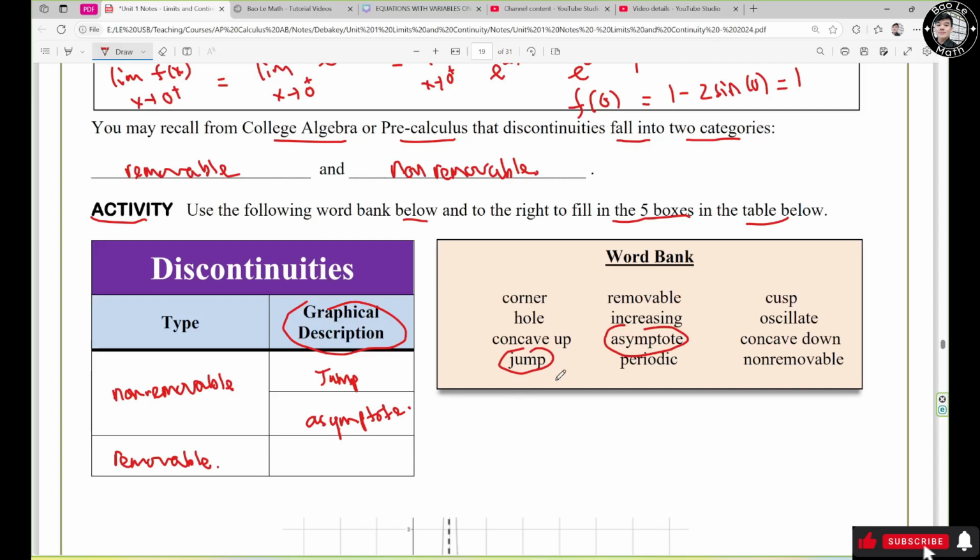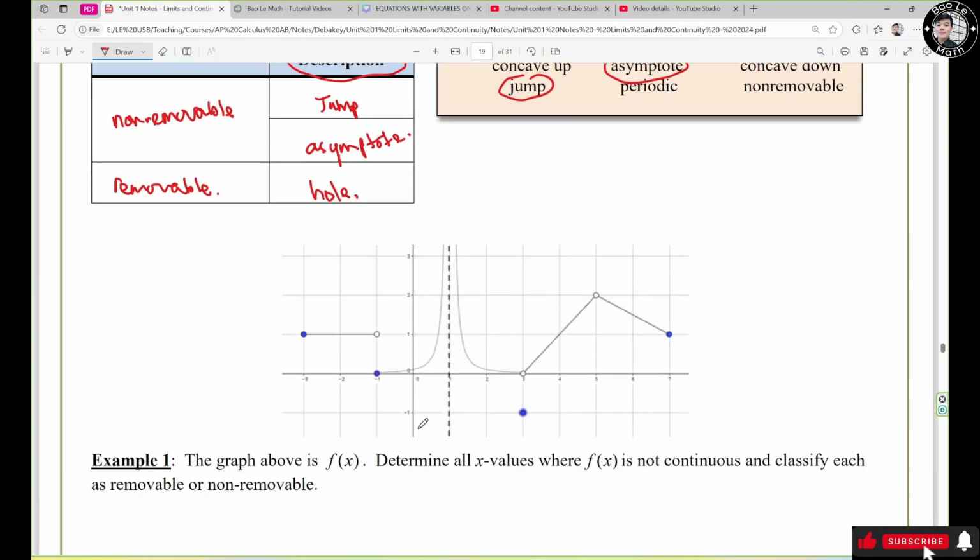For removable, we have a hole right here. Alright, so keep that in mind. It's really helpful for you to do the following problems. Now, example number 1. The graph above is f of s. Determine all s values where f of s is not continuous and classify each as removable or non-removable.